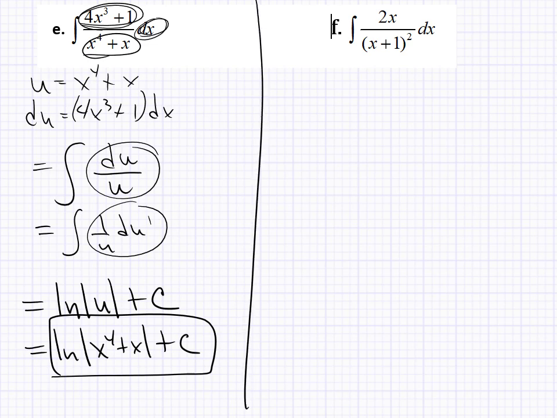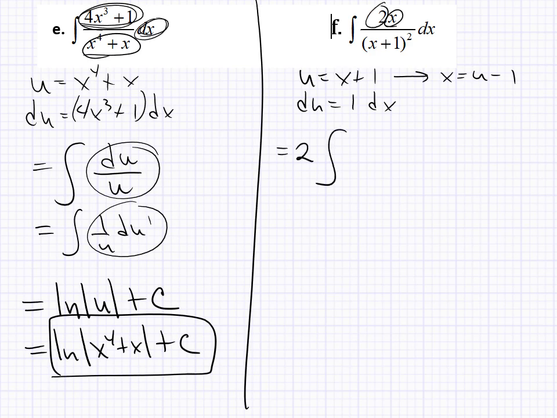This next one, pretty much the same deal. We got a little too much going on with this one, which makes it a little bit complicated, similar to one we did two back. If u equals x plus 1, the derivative is just 1 dx, but I'll have this extra x here. Well, again, we could do this. We could say that x equals u minus 1 using our substitution.